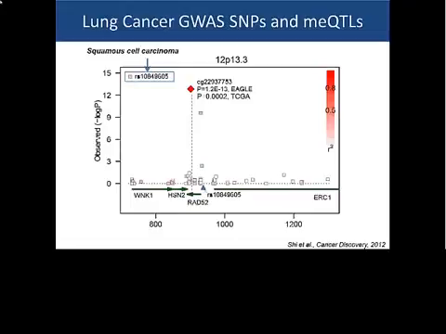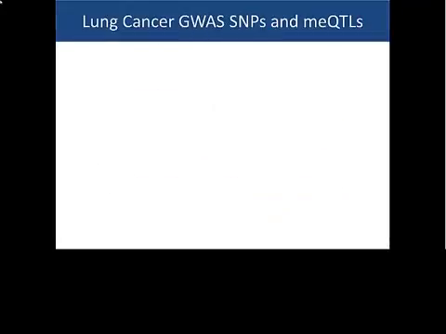Although we cannot say for sure that DNA methylation is involved in lung cancer carcinogenesis, this analysis shows the potential of using our methylation QTL data to interpret existing GWAS signals. Okay, so encouraged by this finding, we extended this analysis to all of the GWAS loci for lung cancer.